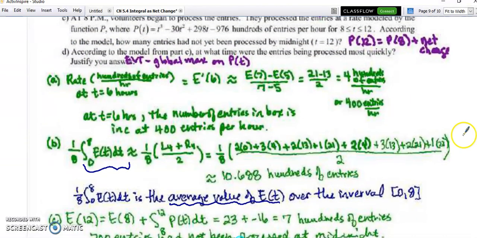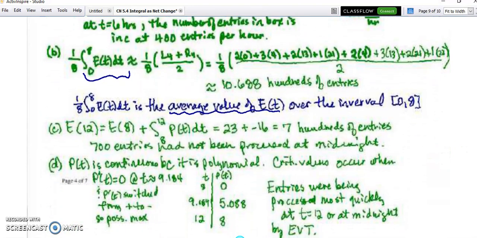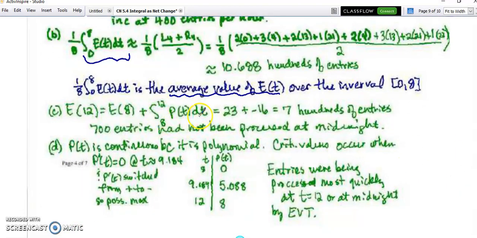Do not be doing this by hand. If you try to do all the work to integrate that by hand, you are wasting time on the AP. And also, did I show that anywhere that I actually did function int? No, they don't care. They don't need to see calculator commands on the AP. You're just going to type it in your calculator, and you're going to get the -16. And again, the units of this is how many entries are in the box. So it's 700ths of entries, or you could say 700 entries. It doesn't matter which one you do.